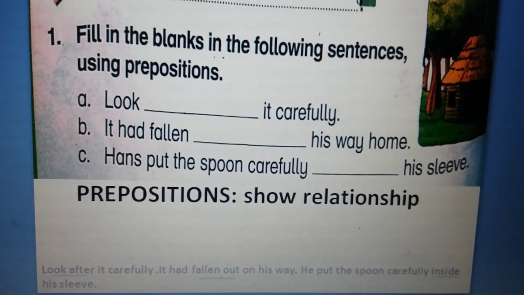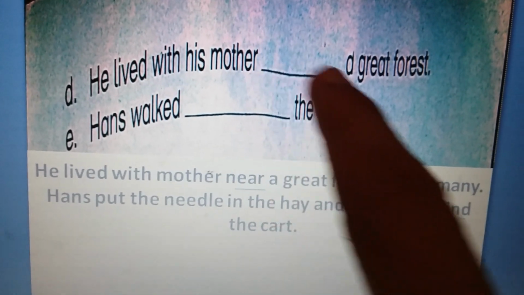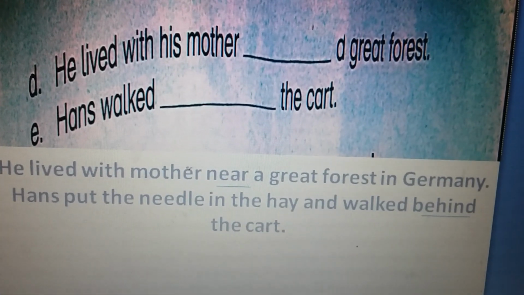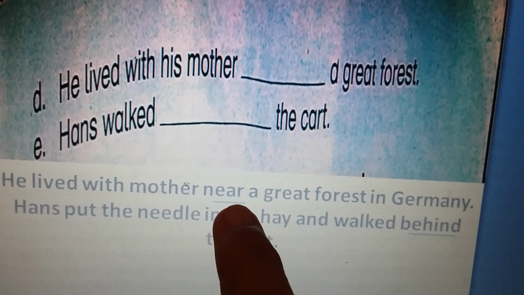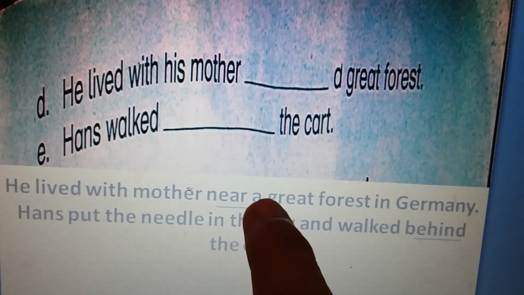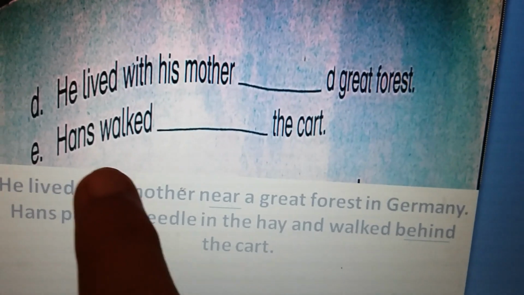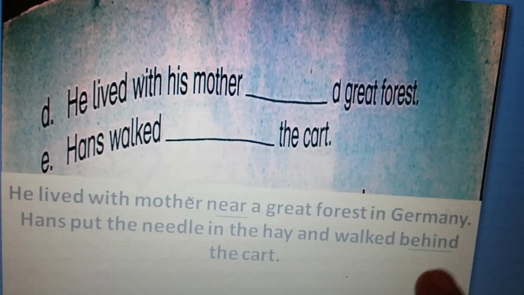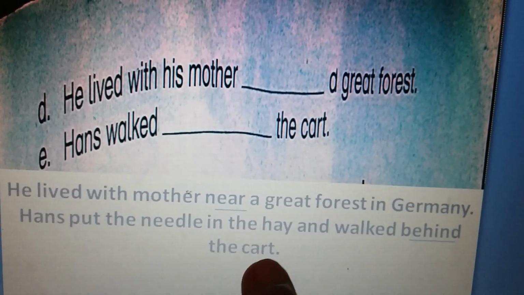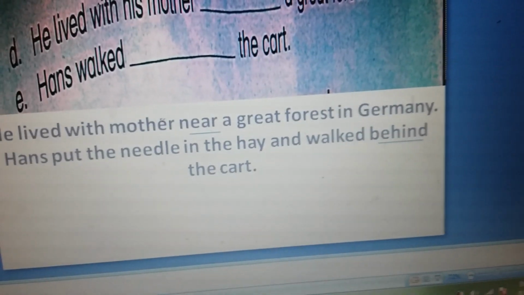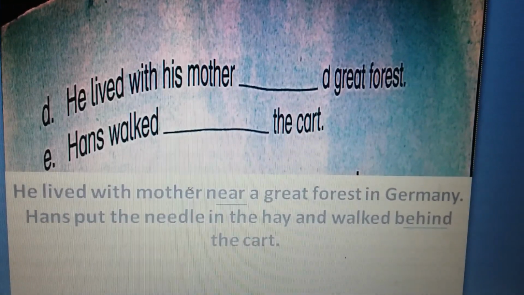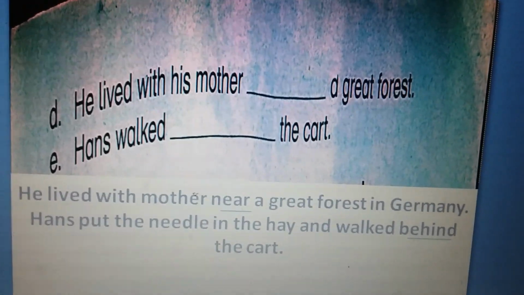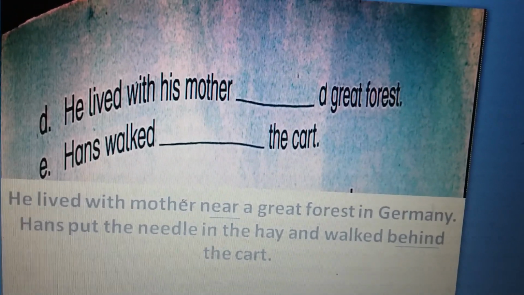Okay. Next is, he lived with his mother dash great forest, near a great forest. Pick this word right here. Hans walked dash the cart. Hans walked behind the cart. We can recall the text also. All these sentences are taken from the text and the prepositions are removed. A preposition shows a relationship between two nouns, and you have to pick out the right one.